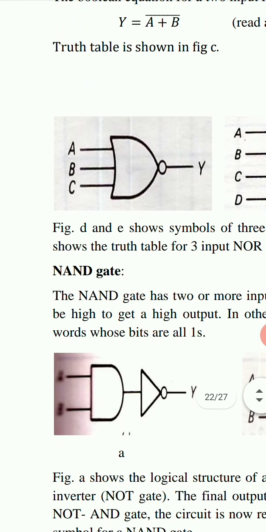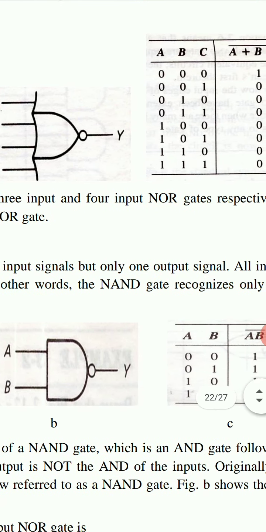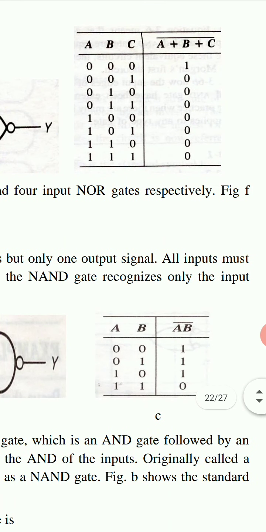This is the symbol for a 3 input NOR gate. This is the symbol for a 4 input NOR gate. This is the truth table for a 3 input NOR gate, and its output Y is (A plus B plus C) bar.